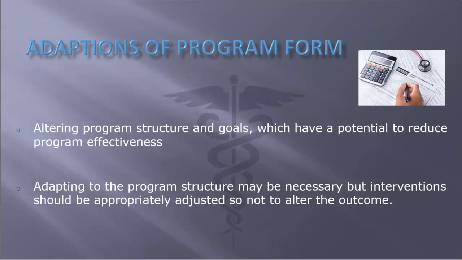Adaptations of program form. You're going to need to alter your program structure and goals, which have potential to reduce program effectiveness. But adapting the program structure can be necessary, but interventions should be appropriately adjusted so as not to alter that outcome. You can change up those interventions to non-traditional, but they still need to have the same outcomes.